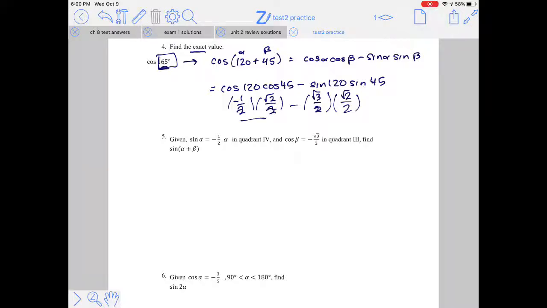So these two terms multiplied together is negative square root of 2 over 4. And then these two terms multiplied together. What is the square root of 3 multiplied by the square root of 2? Square root of 6, yeah. Over 4. And then since these both have the same denominator, we can now combine this into one fraction. So negative root 2 minus root 6 all over 4.